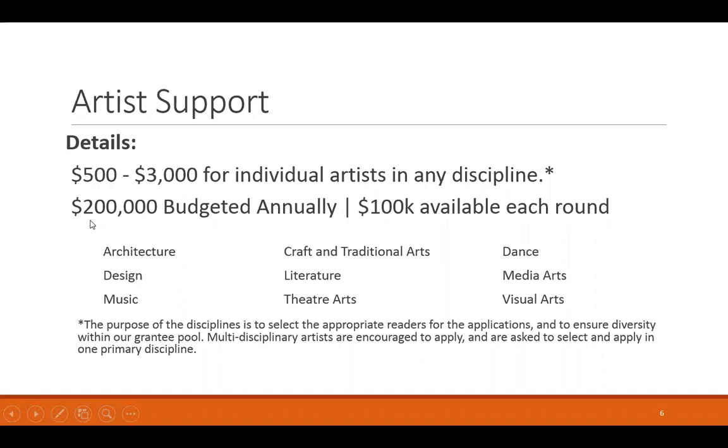We have $200,000 available for this grant each year, which means we have about $100,000 each round, and that averages to between 32 and 35 applications that we're able to fund. And just for an idea of the numbers, we typically get between 130 and 160 or 170 applications for this grant each round, which is every 6 months or so. And again, we're able to fund from that pool about 32 to 35.